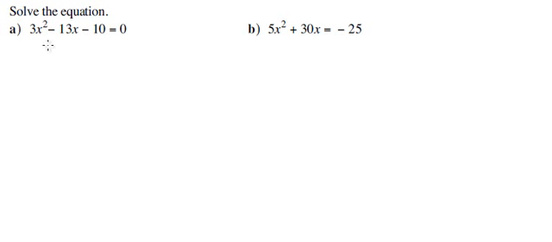More solving equations. These are trinomials, and they have a coefficient on the leading term, which means decomposition is probably the way to handle them. This one has a middle coefficient of minus 13. Its first times last coefficients would be 3 times negative 10, which is negative 30. So we need two numbers which will add up to negative 13 and multiply to negative 30.